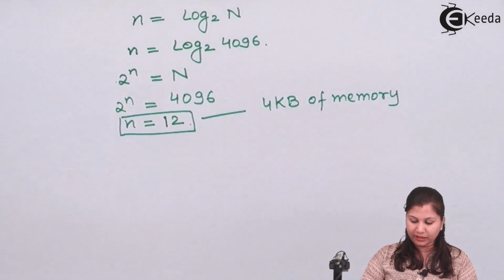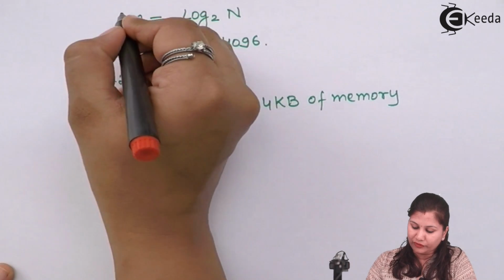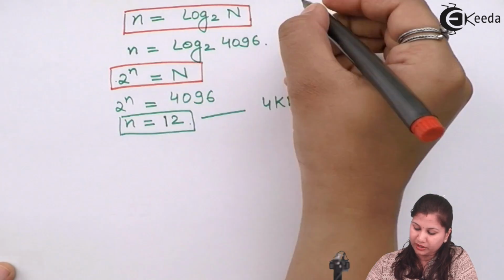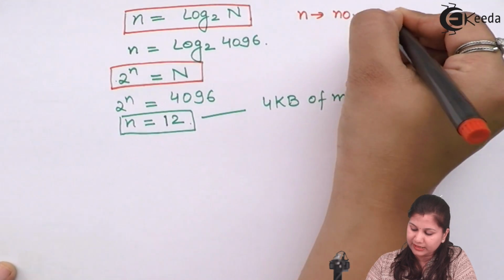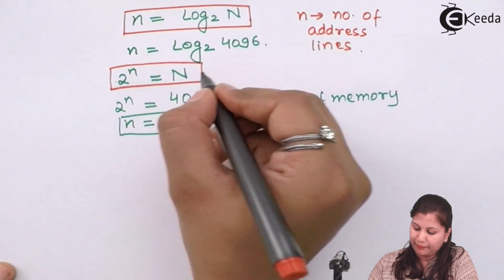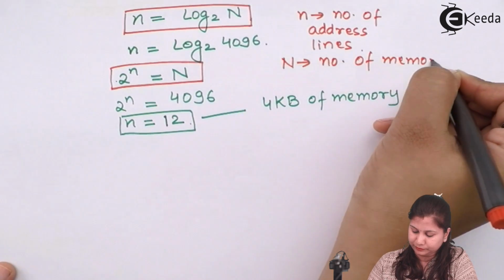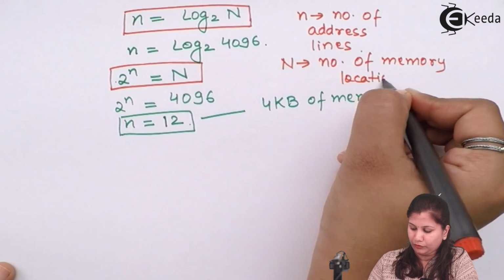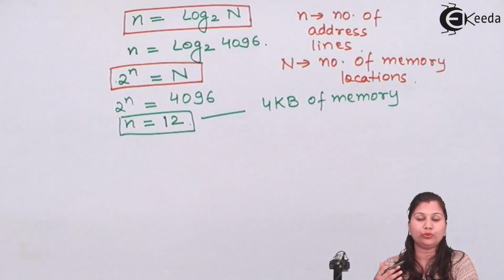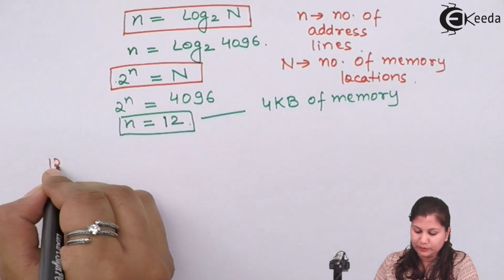So by using this formula, we can find out the number of address lines when we have the number of memory locations. So here small n will be the number of address lines, and capital N will be the number of memory locations. For the 4 kilobyte of memory, the number of address lines required to address the 4096 memory locations is 12. So 12 address lines will be needed.